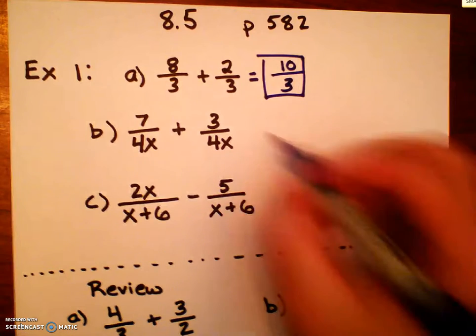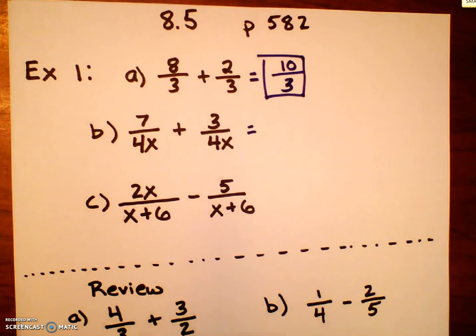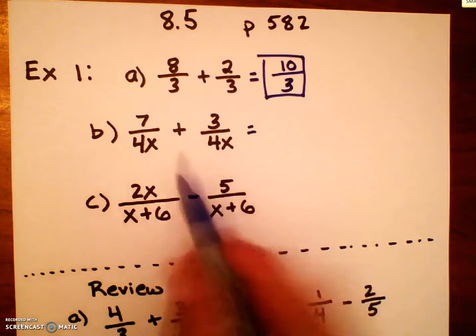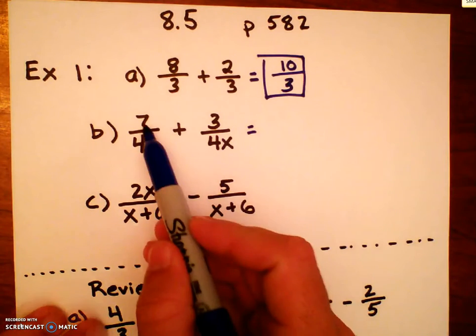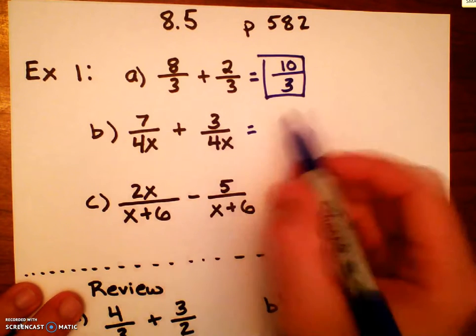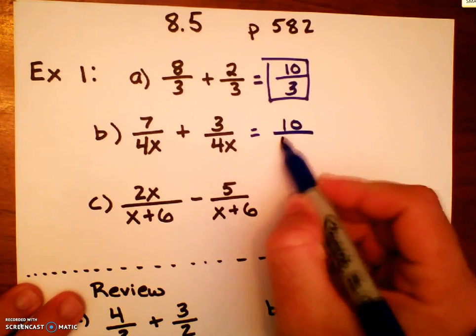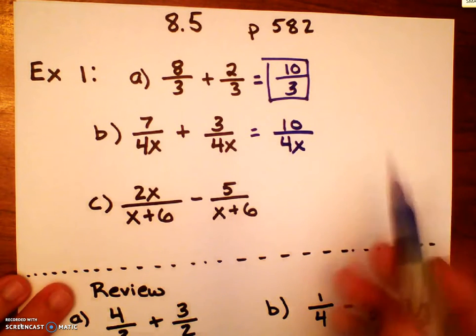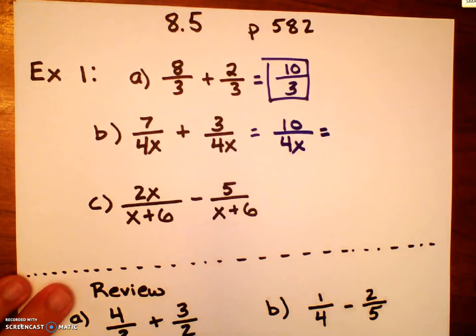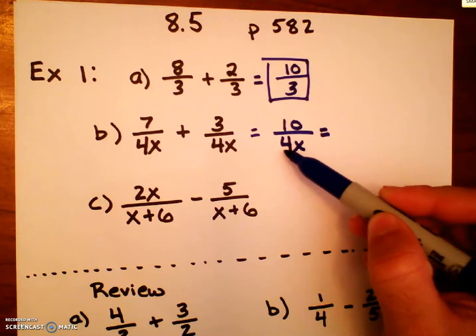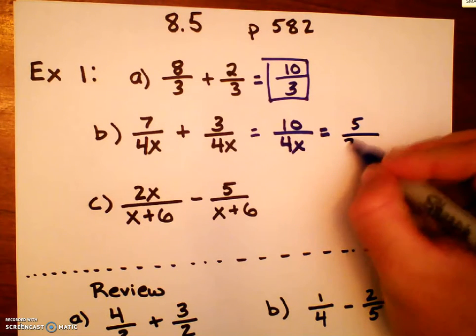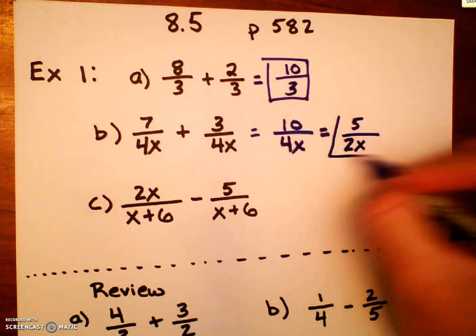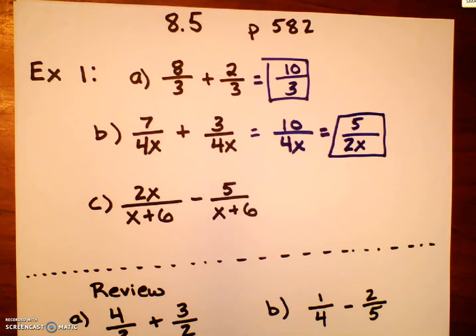And the same thing goes if you have other things on the bottom as well. If you notice, these have variables, but they do have the same thing in common. 4x and 4x are the same, so you simply add the numerators together. 7 plus 3 is 10 over the common denominator. And in this case, you always want to look to see if you can simplify further. 10 over 4 can be reduced. 2 goes into 10 5 times. 2 goes into 4 twice, so that reduces to 5 over 2x.